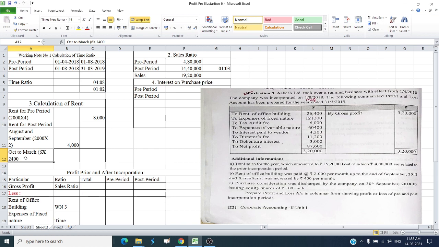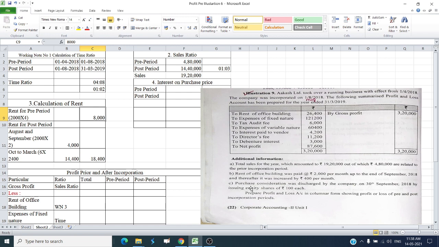2000 rent plus 400 increased from October, so it will come to 2400, and the total will be here 14,400, and in the outer column that will come 18,400. Means here for the pre period rent is 8000, and for the post period the rent is here 18,400. Okay, next see the calculation.